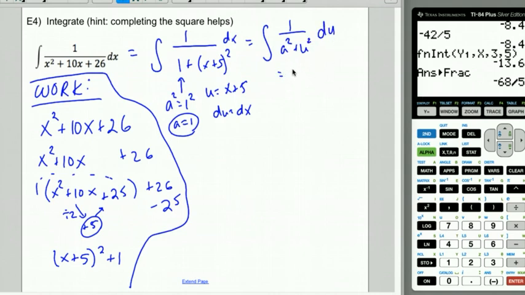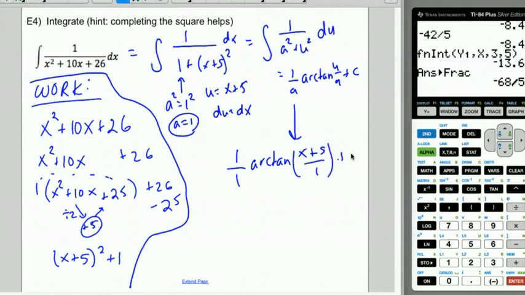That's an arctan. That's 1 over a, the arctan of u over a plus c. Well, once I know that, I say, cool, that's 1 over a arctan of u over a plus c. So I'm just going to write this as the arctan of x plus 5 plus c.